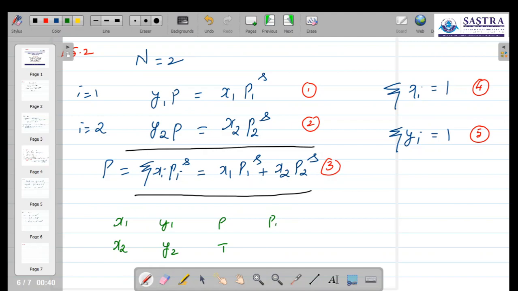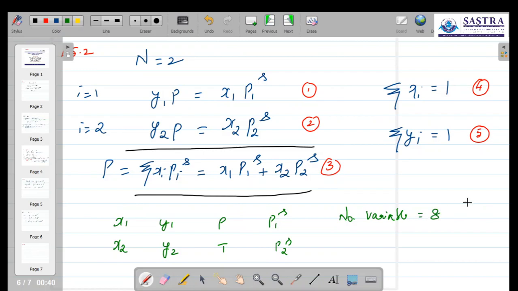Then we have p1s, we have p2s. So the number of variables that you have is 1, 2, 3, 4, 5, 6, 7, 8. So the number of variables that you have is 8.